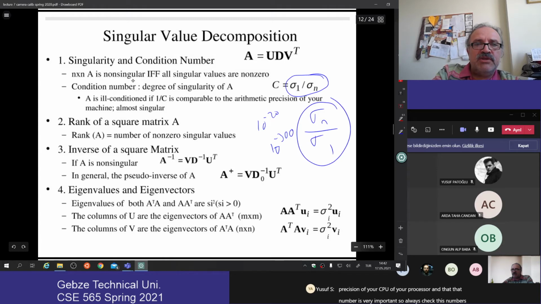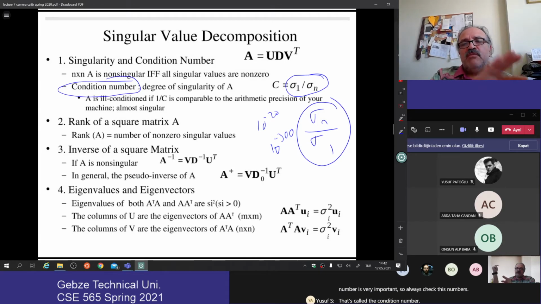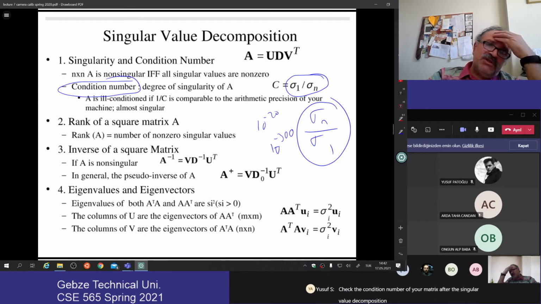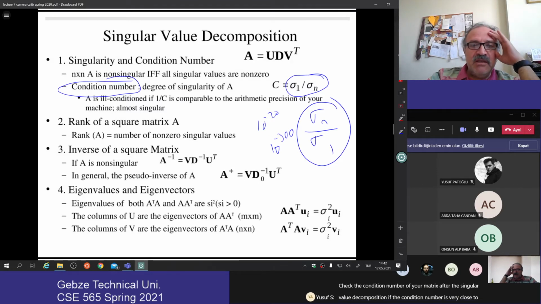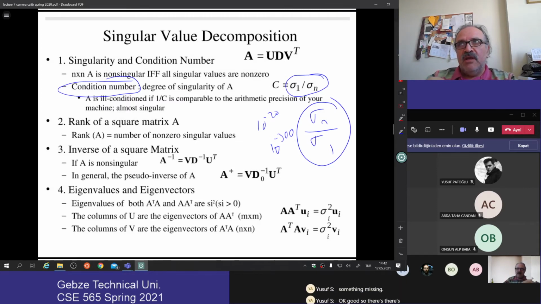That's called the condition number. Check the condition number of your matrix after the singular value decomposition. If the condition number is very close to the arithmetic precision of your machine, then you may consider that matrix to be singular. Don't try to solve that equation because there is something missing. Okay, good. So that's the first important thing in terms of numerical analysis.